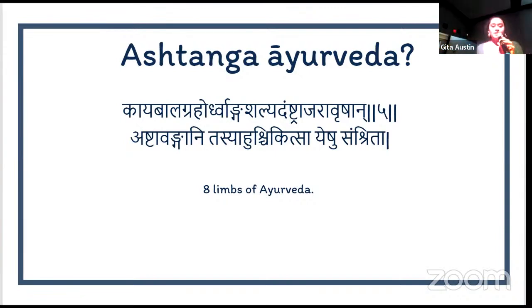We'll read the shloka. Kayabalagrahordhvanga shalyadamshtra jara vrishan, ashtavangani tasyahur chikitsa yeshu samshrita. So these are the branches, and this is the Ayurveda corpus. Just like the Vedas have their own branches and limbs, Ayurveda has its own branches. These are the 8 branches.